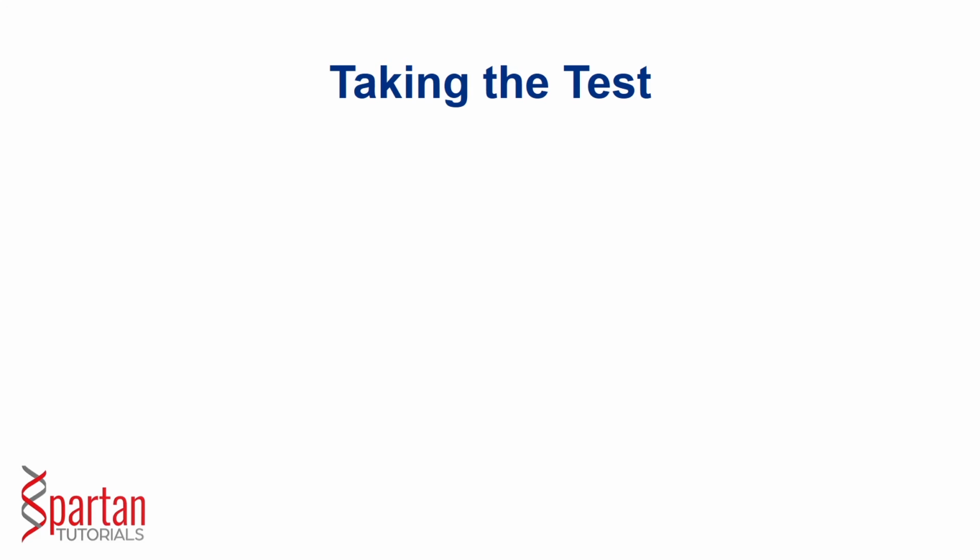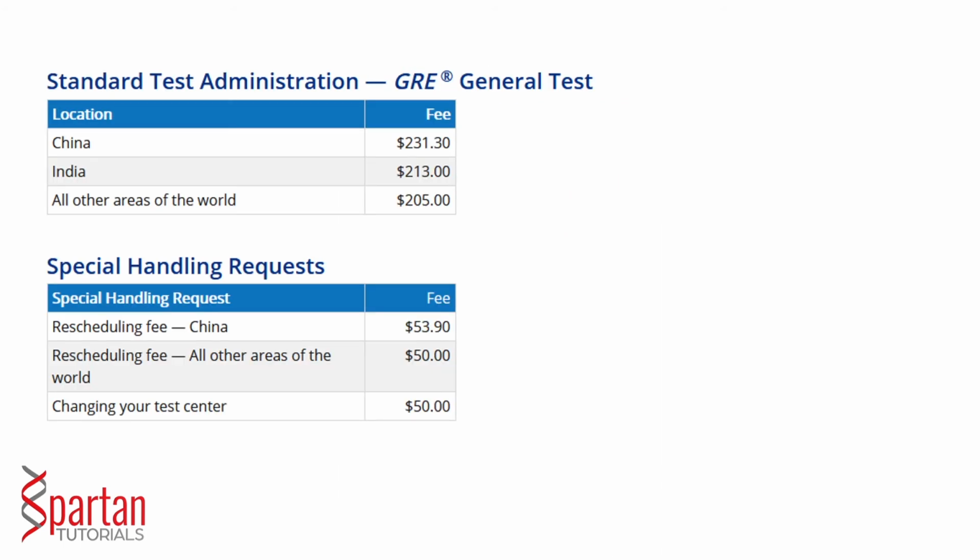GRE can be scheduled throughout the year. To schedule your GRE exam, go to the official website of the ETS at ets.org/GRE. Now let's talk about the costs of taking GRE. Although GRE exam costs different amounts in different countries, the approximate cost is close to $200. Apart from this fee, if you need to reschedule your test or change your test center, there are additional charges for these services.